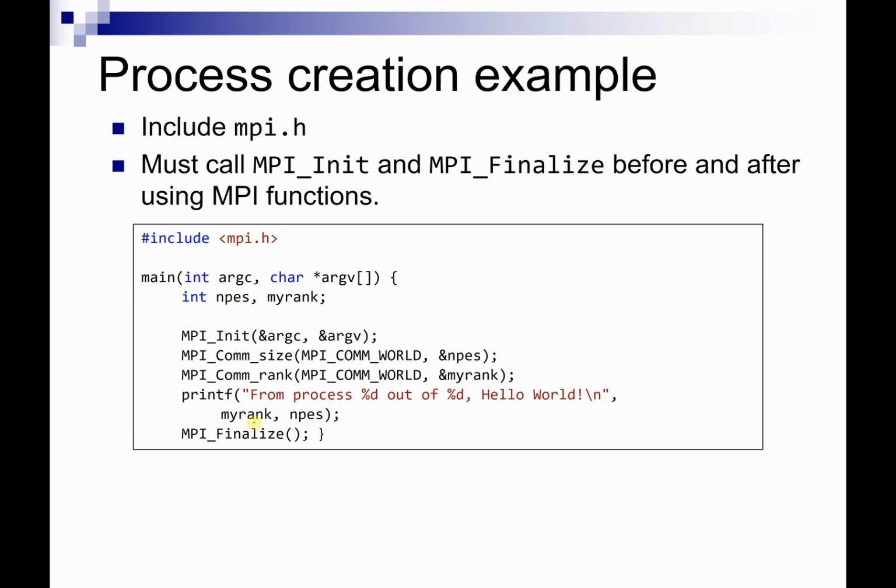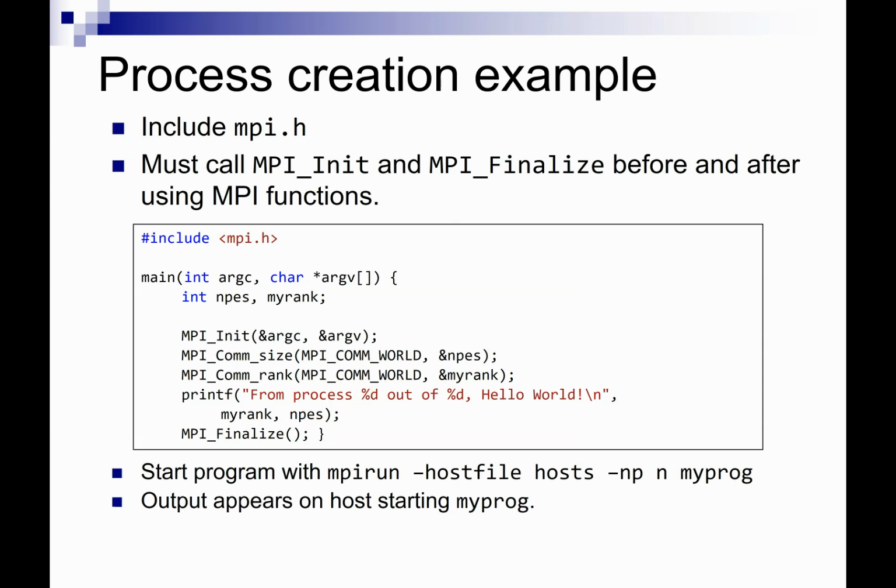Then once you get your rank and your number of processes, you simply say, from process whatever your rank is, out of the total number of processes, hello world. And then after that, we're going to close our MPI program by calling MPI finalize. Okay, so that's the basic hello world program.